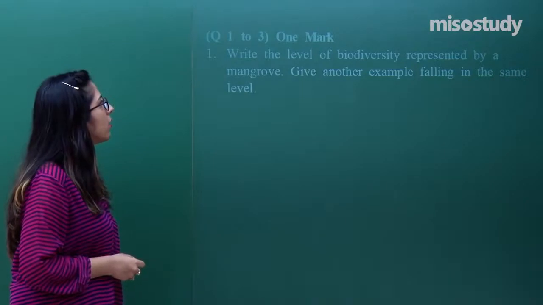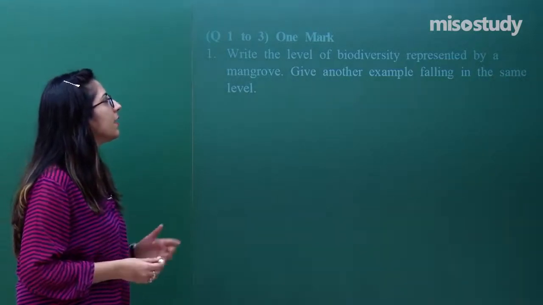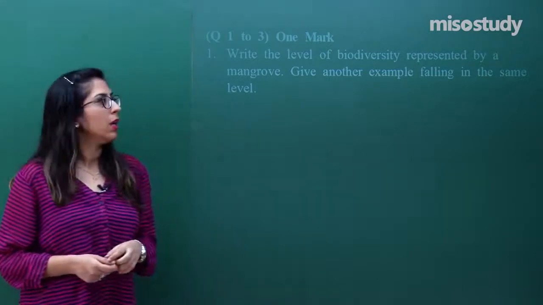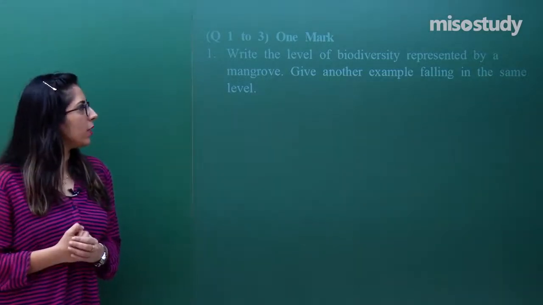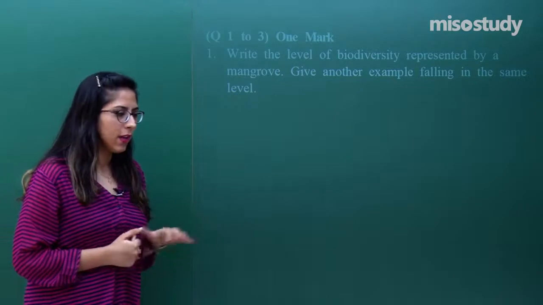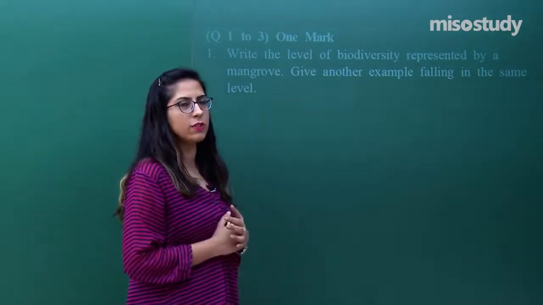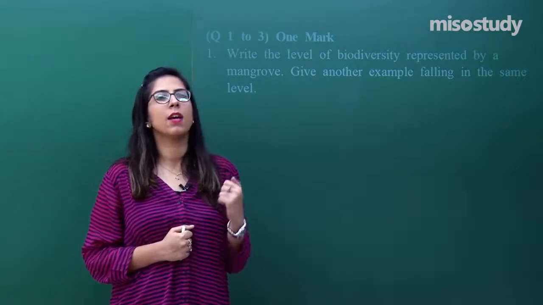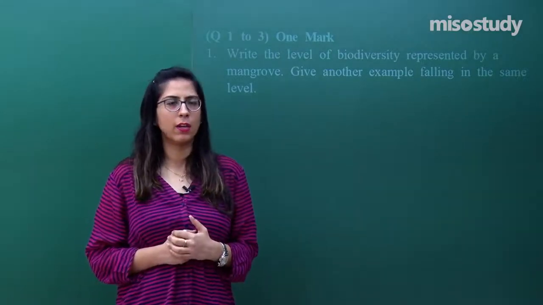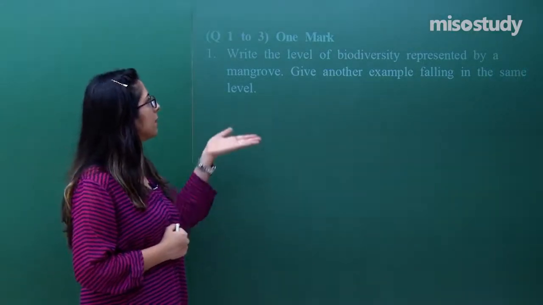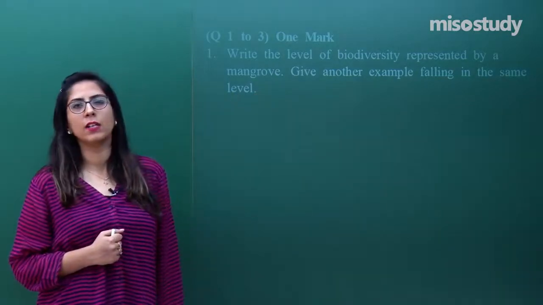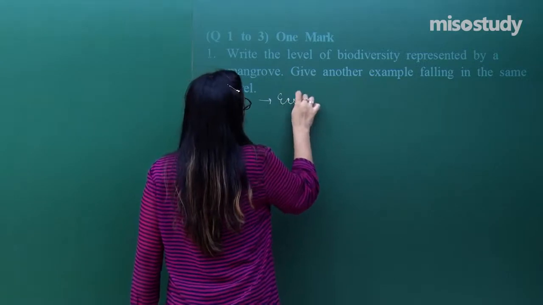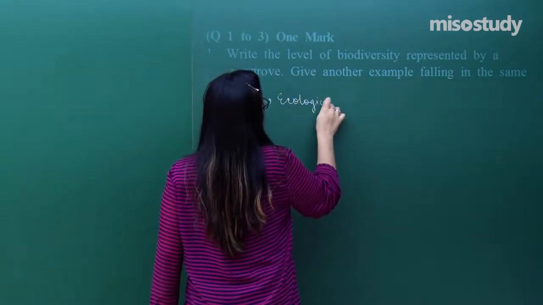Question number 1 is of 1 mark. Write the level of biodiversity which is represented by mangroves and give other examples falling in the same level. When I started that topic in the first session, we discussed the different levels. Genetic level was there, the species level was also there, whereas mangroves fall under the ecological level.